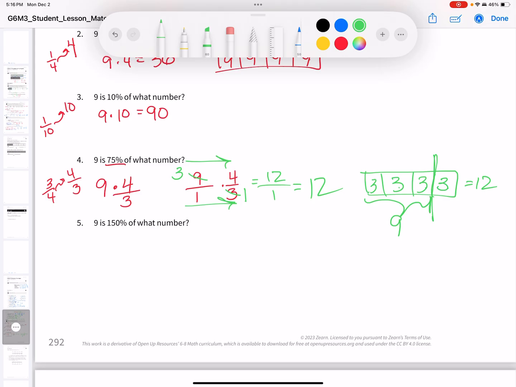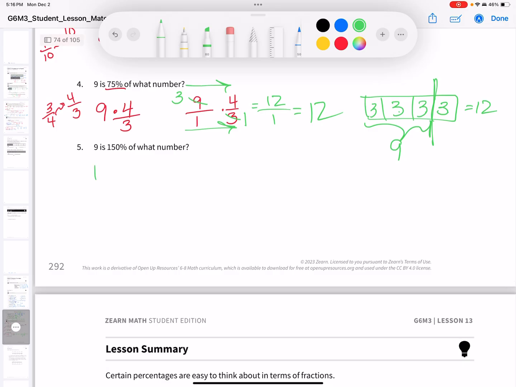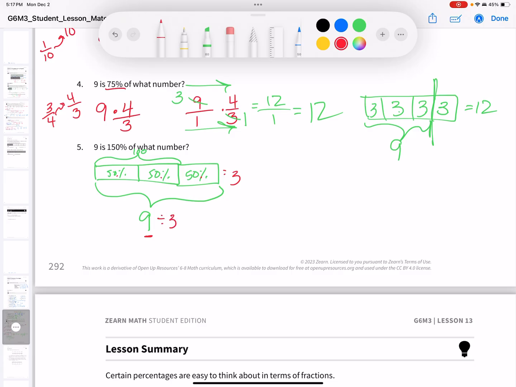All right, 9 is 150% of what number? Okay, so we have 50%, another 50%, which equals 100%, which is what we're looking for. But we have another 50%. And all of that equals 9, because 150% is 9. So then I have to take 9 and get it into 50%, 50%, and 50%. There are how many boxes there? There are 3 boxes. So I have to take 9 and divide it equally into those 3 boxes.